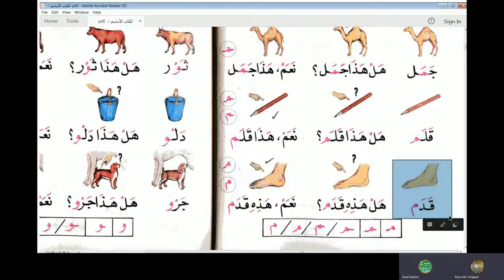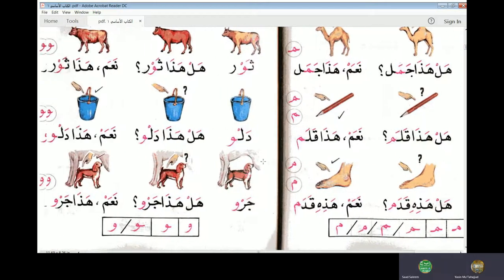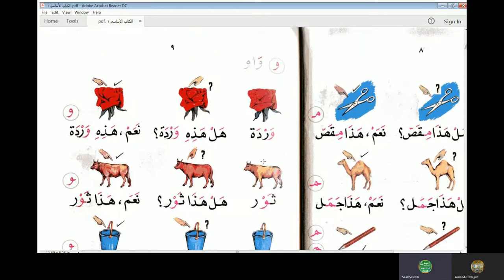Okay, so we have Kadam. Hal hadhi kadam? Naam, hadhi kadam, foot. Is this a foot? Yes, this is a foot. On the previous page, we used haza for nose, but for foot, we are using hazhi. Why is nose masculine and foot feminine? Because foot is two of them, it's two feet. Okay. So body parts which are in pair are feminine and body parts which are singular are masculine. Also, there is another reason, that a foot hits very hard. So that's why we consider it feminine.